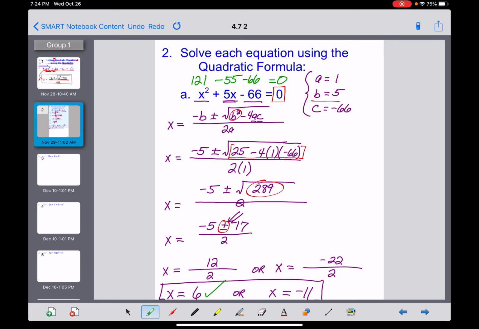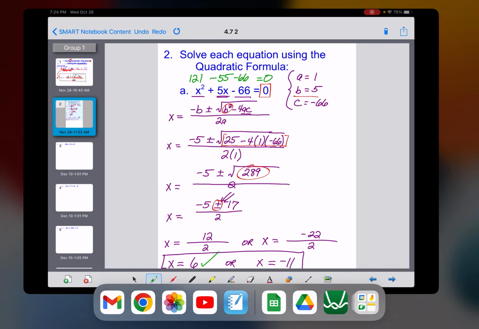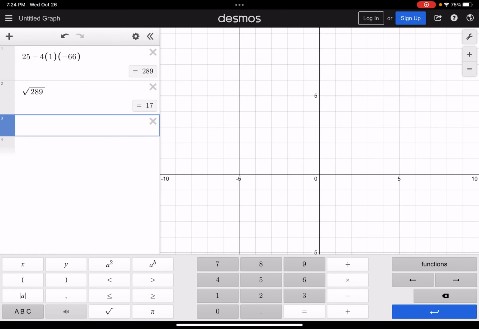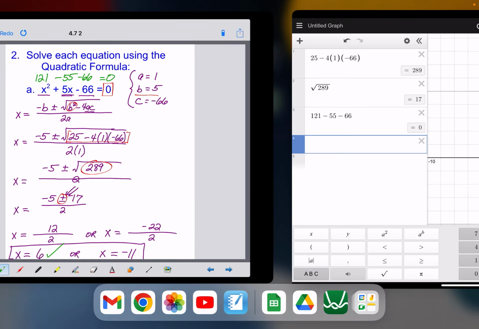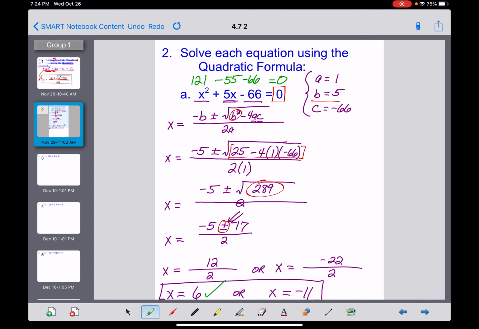And then a minus 66 at the end. That should equal 0. But let's try it, everybody. Here we go. Okay, 121 minus 55, and then a minus 66, and that gets, oops, I didn't want that button, I wanted that button. Yeah, that does equal 0. So both of these answers get us solutions that actually work out.